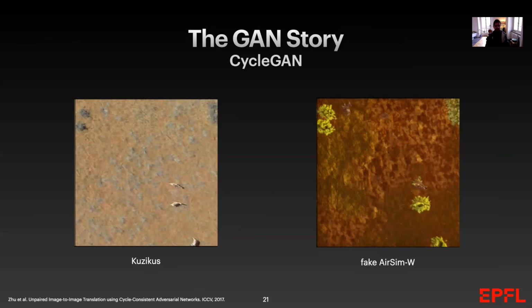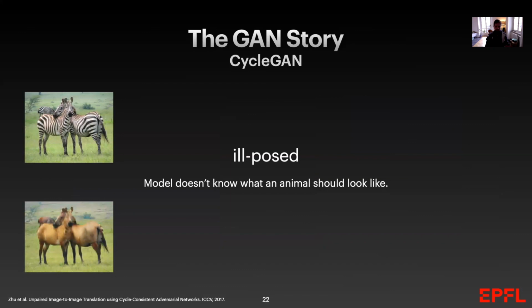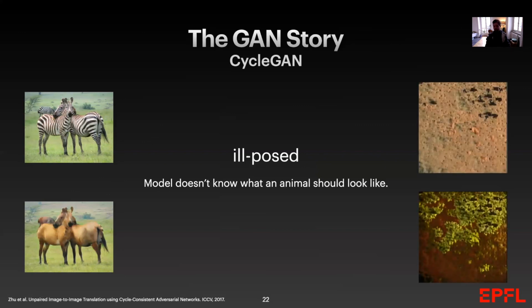So now you might be saying, well, let's just use the other GAN part, because from AirSim to Kuzikus, it seems to work. Well, it doesn't. And here's the story. The problem is that this whole scenario is ill-posed, in that the model doesn't know what an animal is supposed to look like. In natural images, this works, because in this case, the zebras and the horses cover the majority of the image portion. So the generator in the GAN automatically assigns its mass to the center object. In our case, however, this is not true. Animals are a pretty rare sight and they're very small. So all the model can do is to assign these artifacts the second most frequent class, which is bushes in this case. So naturally, all the animals turn into bushes.